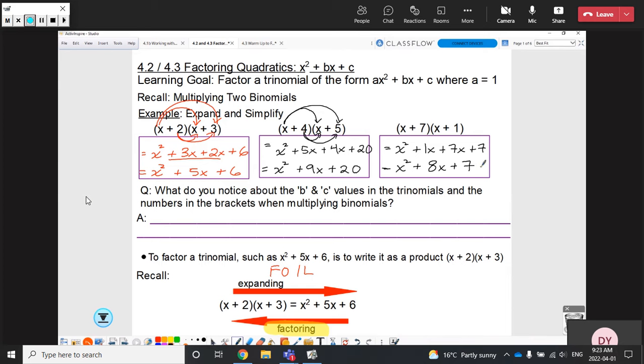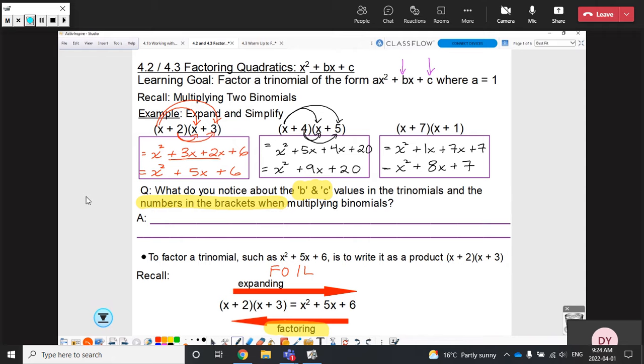Okay, now, the question here, and it's a very important question, I do want you to take some time to think about it and talk about it with the people in here. It says, what do you notice about the b and the c values in the trinomial? When they say b and c values, what they really mean is the x term in the middle and then the constant term at the end. What do you notice about those two values in the trinomials? And then compare them to the numbers that are in the brackets.